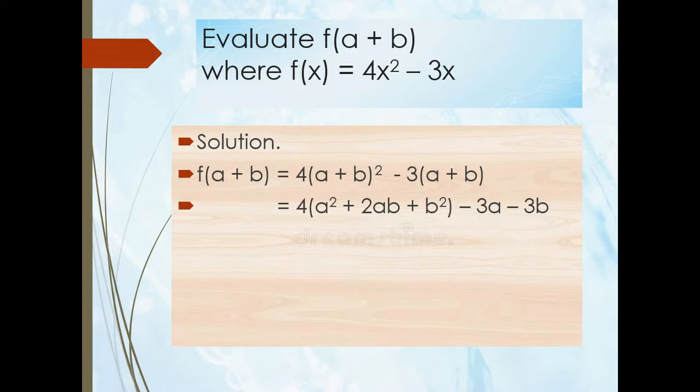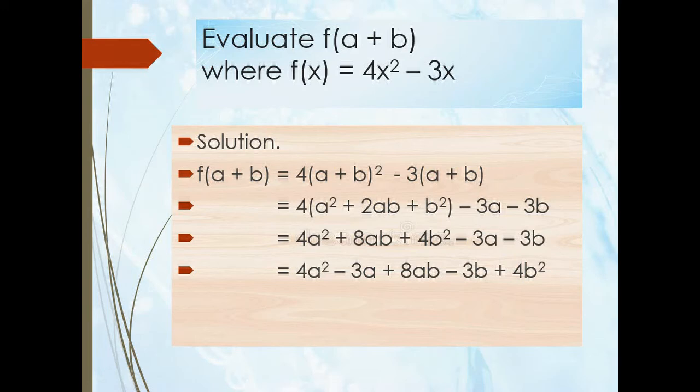We will now distribute 4 to a squared plus 2ab plus b squared. So that becomes 4a squared plus 8ab plus 4b squared minus 3a minus 3b. That becomes 4a squared minus 3a plus 8ab minus 3b plus 4b squared.